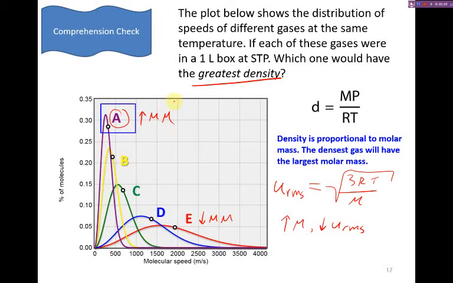If we were to rank them by their density, we would see that E is the lowest density, followed by D, C, B, and then A. Again, the idea here is that we're relating the observed RMS speeds, the average speed of the collection of gas particles, to the molar mass, and then comparing the molar masses to determine the relative densities. Let's try one more problem.